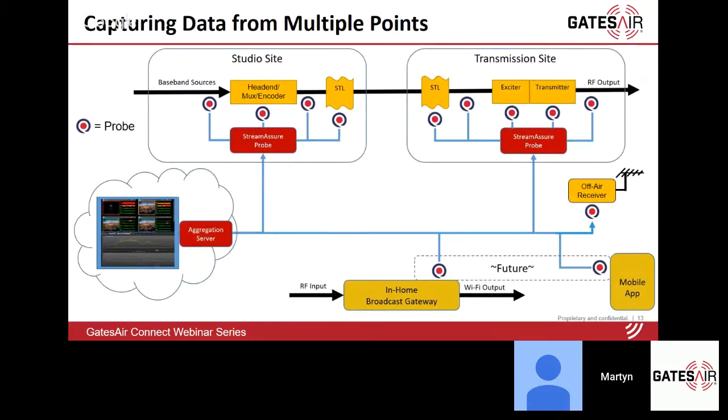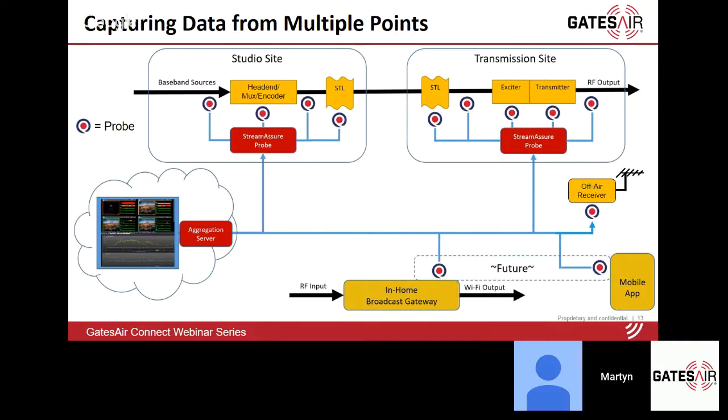The slide that's up now shows a slightly more complex but still very doable system application here. In this diagram, we show multiple probes located at various points along the signal path. This includes monitoring of the ASI or baseband signals at the studio, monitoring the signal into the studio transmitter link or STL, also monitoring the signal at the receive STL and just ahead of the transmitter, and then through the transmitter as monitored within the transmitter itself, and then also at the RF output.